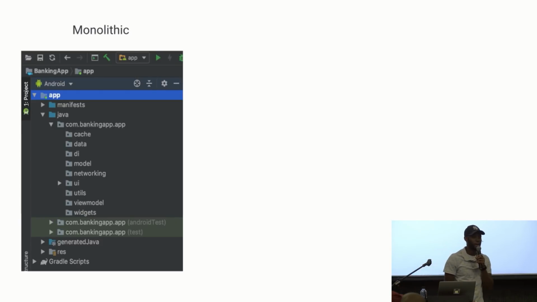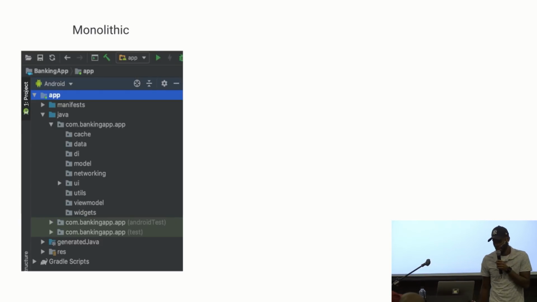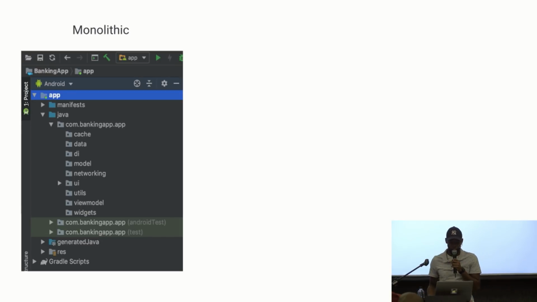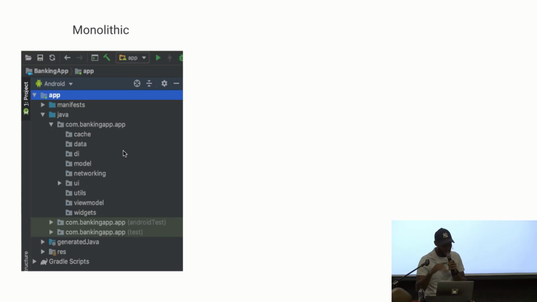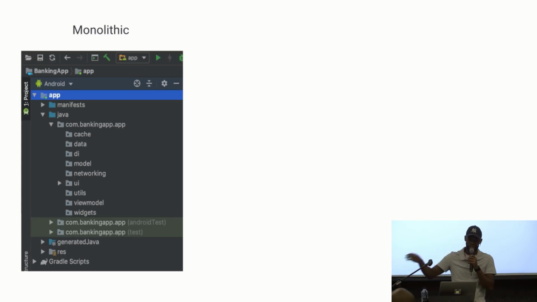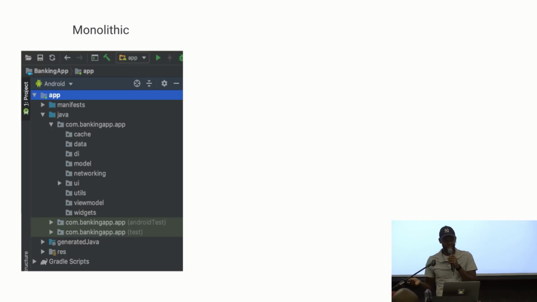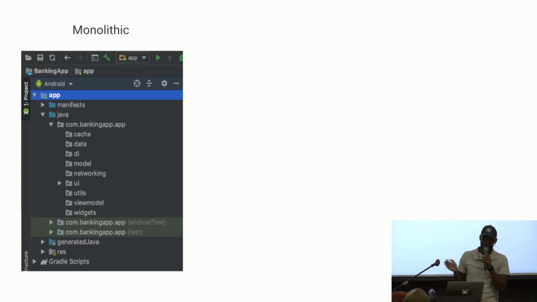So I spoke about monolithic systems. As I mentioned earlier on, we've been there as Android developers, whereby we have one application, one module, and all our code in there. And this is what we do right here. We start splitting everything out into different packages. We have the cache package, the data package, the model package, the UI package, widgets, and all that. That's what we do, right? It's not wrong, trust me.